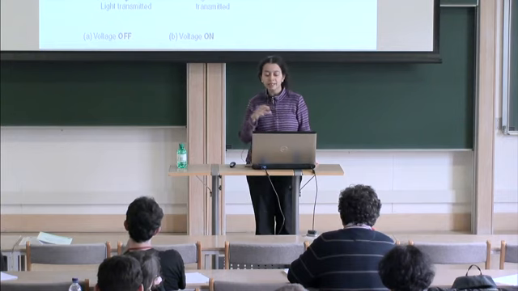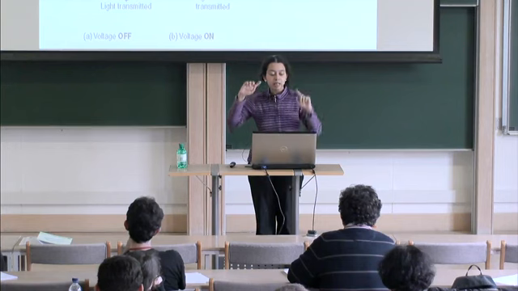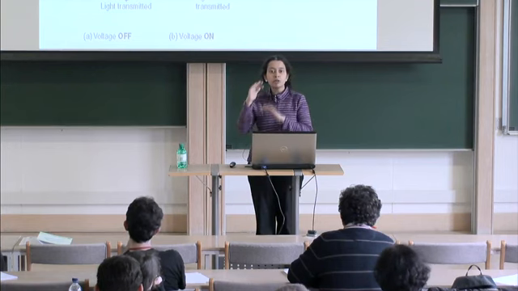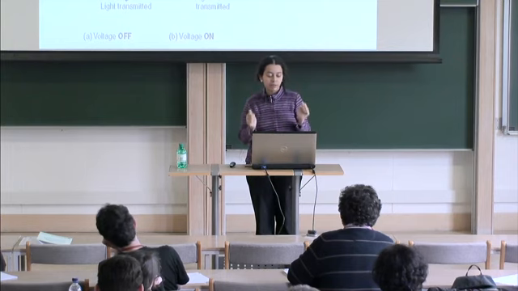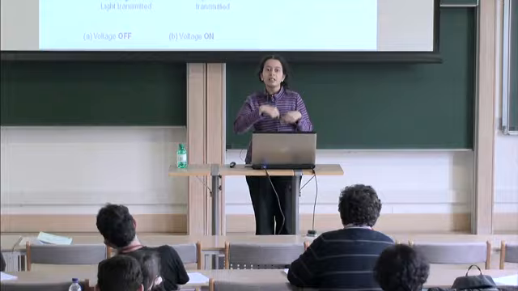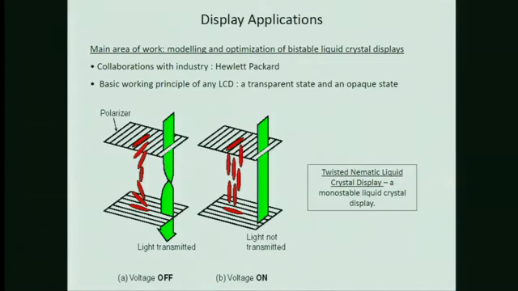And the key point is that in the absence of an electric field, the molecules twist uniformly between these two plates. And the twisted structure, which is the picture on the left, is transparent to incident light, so it allows light to pass through. But then when we apply an electric field, the molecules tend to line up with the electric field. And the aligned structure, which is the picture on the right, is opaque to incident light.